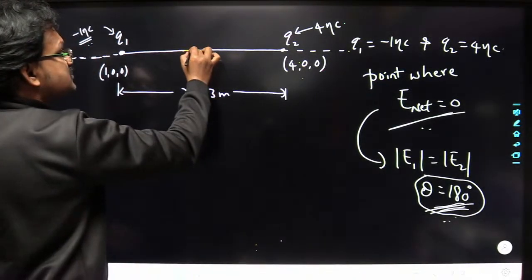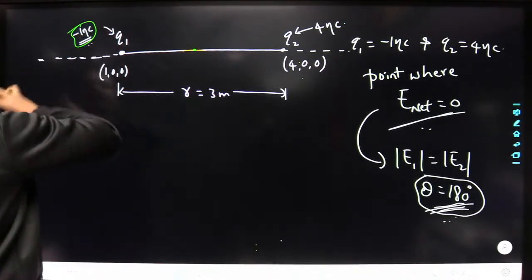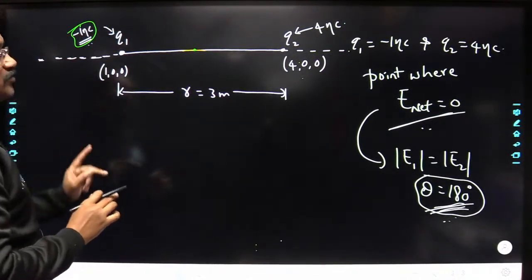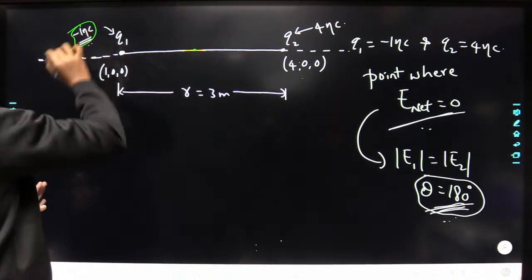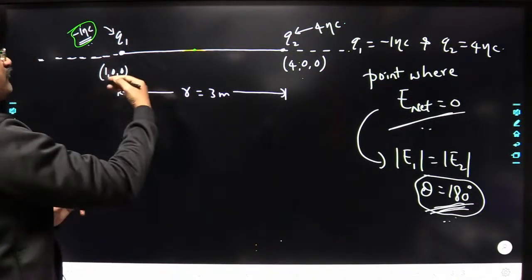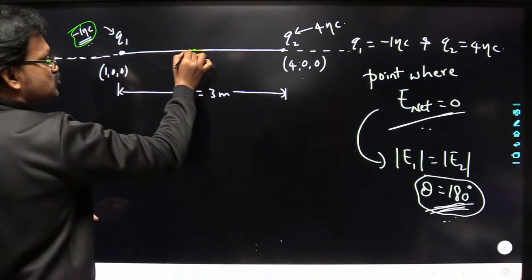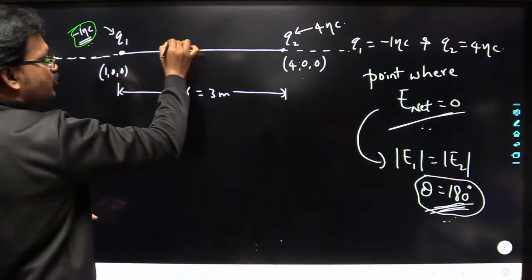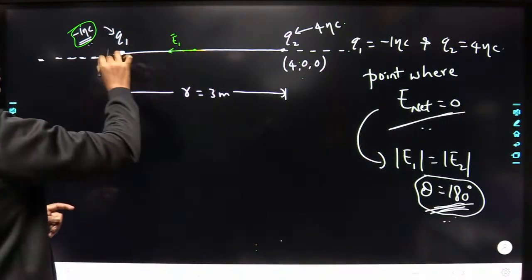So now let us consider some point here. Here Q1 is minus 1 nanocoulomb, that is a negative charge. So at this point, the electric field due to this minus 1 nanocoulomb will point towards what? Always the field line will point towards the negative charge. So the electric field is going to point towards the negative charge, right? So this is due to Q1 here.